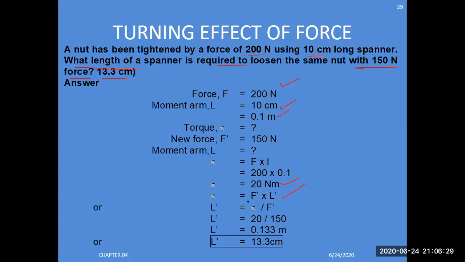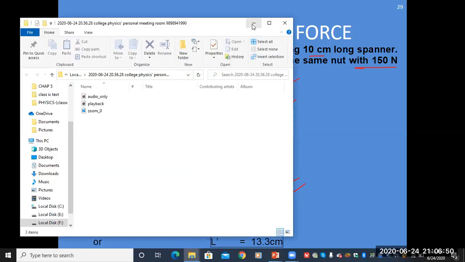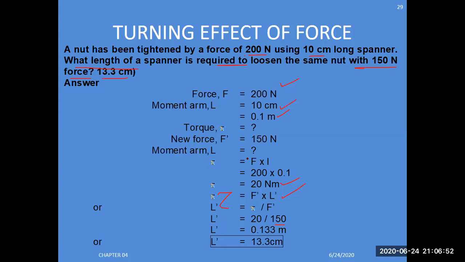But what if you are asked to calculate the moment arm? Then you calculate the moment arm in the other case. So if you are decreasing the force by 50 Newtons, here is the formula. Torque is equal to force multiplied by moment arm. So the moment arm is equal to torque divided by force. What was the torque which you have calculated?